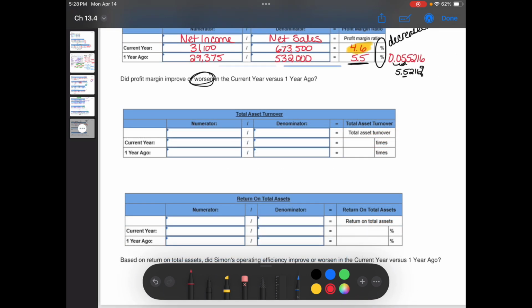All right, and the last two, and I don't want to lump them together, but the last two, they do need a calculation for average total assets. So for this, I'm going to go back up to that balance sheet page. So let's go back to the balance sheet and we'll take beginning and end, divide by 2, and we'll talk about those numbers.